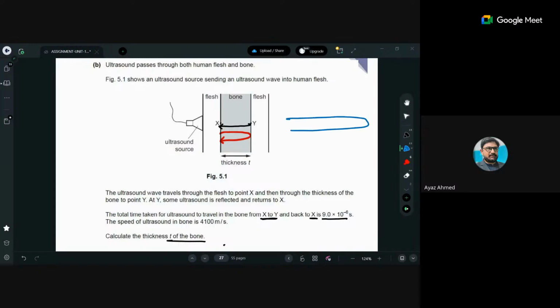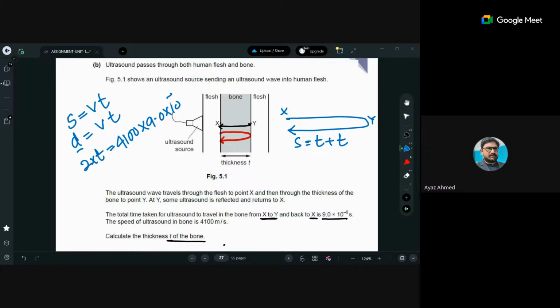Look, the distance traveled by the sound is t plus t. This is the total distance traveled by the sound, that is, from X it moves to Y, and then from Y it comes back to X. So distance S equals V times T, or D equals V into T. This T is not thickness. So 2 times the thickness equals the speed of the ultrasound, 4100 meters per second, times the time taken, 9.0 into 10 to the power minus 6 seconds. So the thickness will be 4100 into 9.0 into 10 to the power minus 6 divided by 2. Did you do it this way?